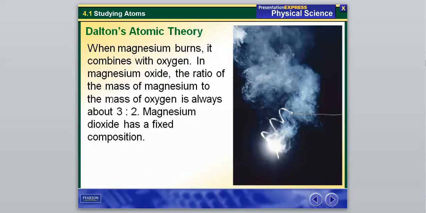And again, this is just another example of what I just said. It says when magnesium burns, it combines with oxygen to make magnesium oxide. The ratio of the mass of magnesium to the mass of oxygen is always about 3 to 2. So magnesium oxide has a fixed composition.